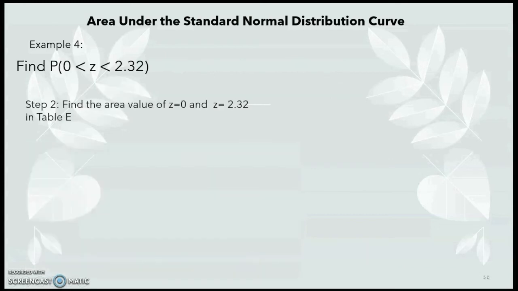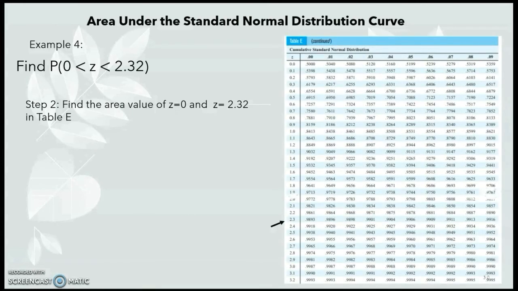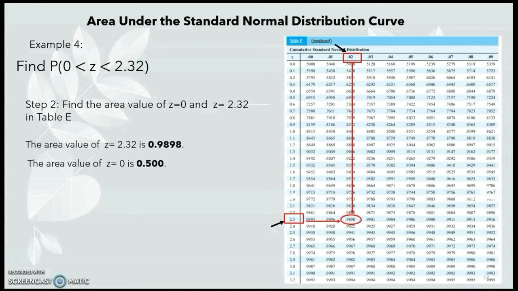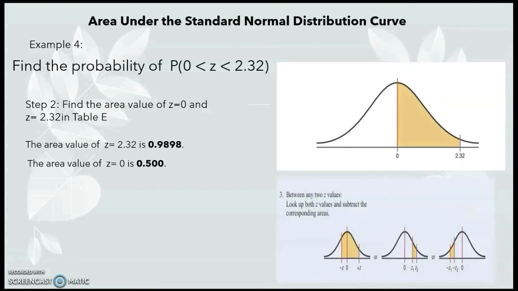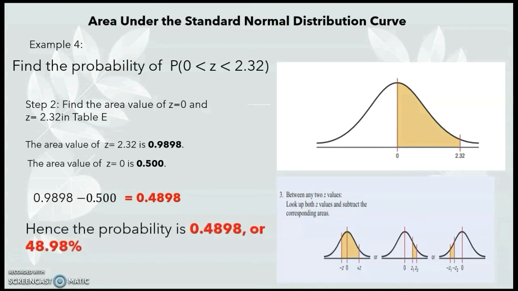Then next is to find the area value of 0 and 2.32 in table E. For 2.32, the area is 0.9898. Then the area value of 0 is 0.5. This is an example of case 3 wherein we will subtract the corresponding areas. 0.9898 minus 0.5 is equal to 0.4898. Hence, the probability is 0.4898 or 48.98%.